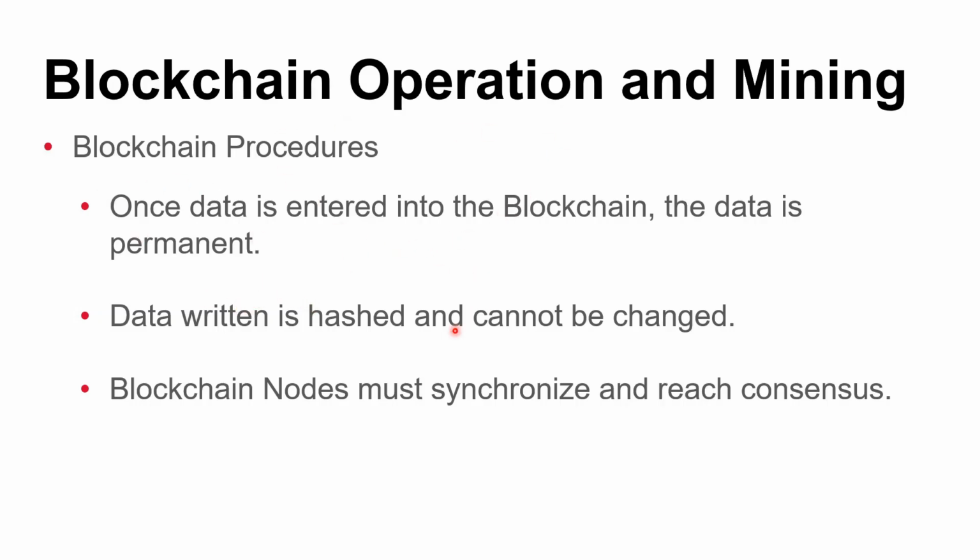So once data is entered into the blockchain, the data is permanent. Written data is hashed and cannot be changed. Blockchain nodes must synchronize and reach consensus. So we talked about this a little earlier. If each of us had the same Word document or the same PowerPoint presentation and we all were working on it, adding and subtracting about the same type of information, we would know that eventually each of our copies would drift slightly and be different. We all have a different copy.